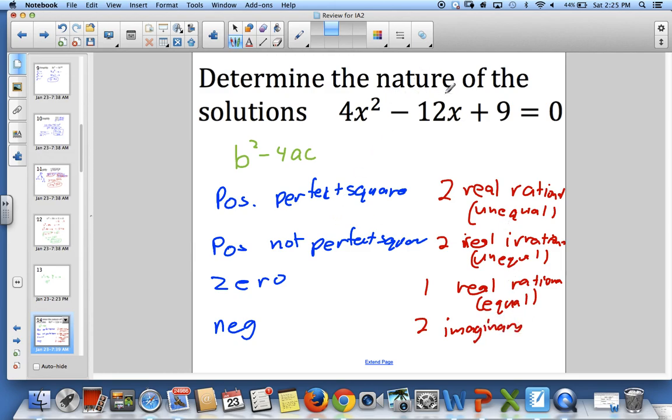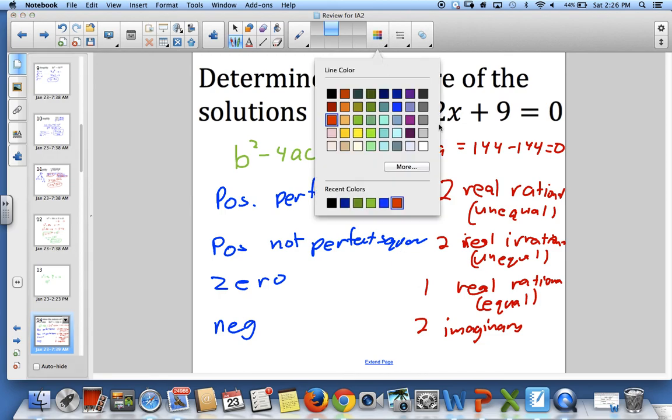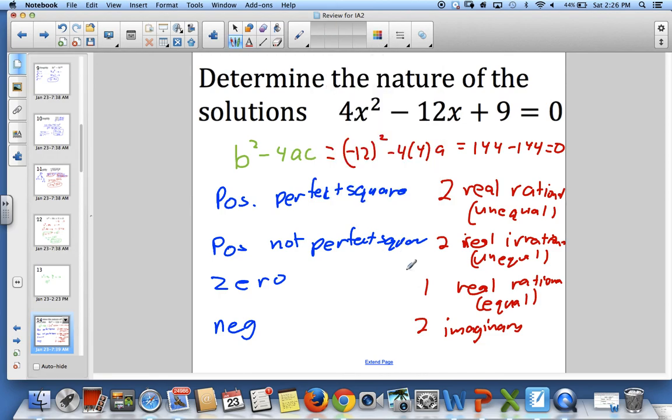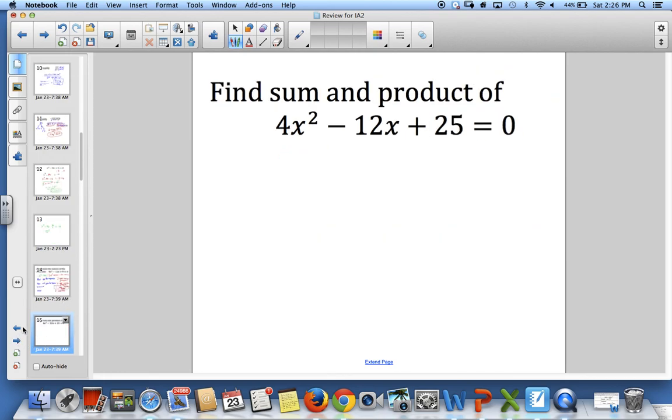So for this problem, we're going to figure out b squared minus 4ac, which is negative 12 squared minus 4 times 9, which equals 144 minus 144, which equals 0. So the answer for this problem is 1 real rational root, or 2 equal roots. Okay, let's move on here.